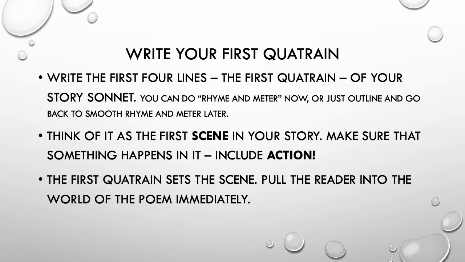So now it's your turn to dive in and write a piece of flash fiction in the form of a sonnet by writing your first quatrain. These first 4 lines of your story sonnet, you can write them with rhyme and meter now, or just outline them roughly speaking and then go back and smooth the rhyme and meter out later. But think of this as the first scene in your story.